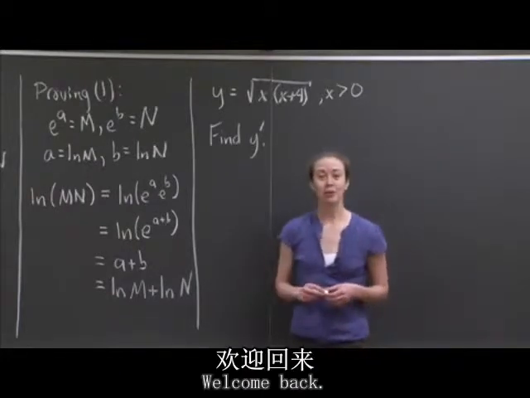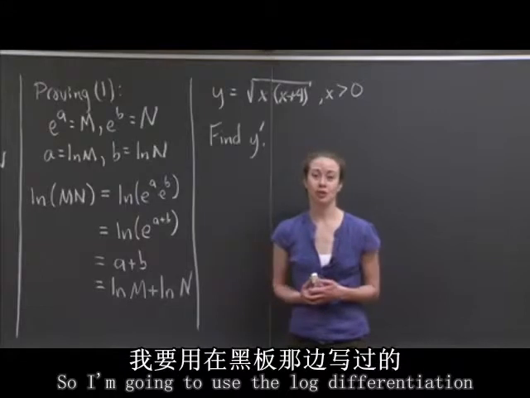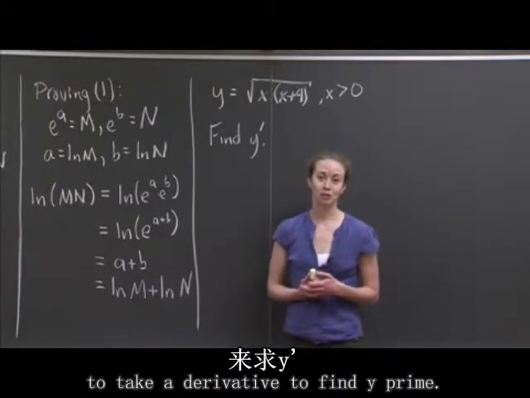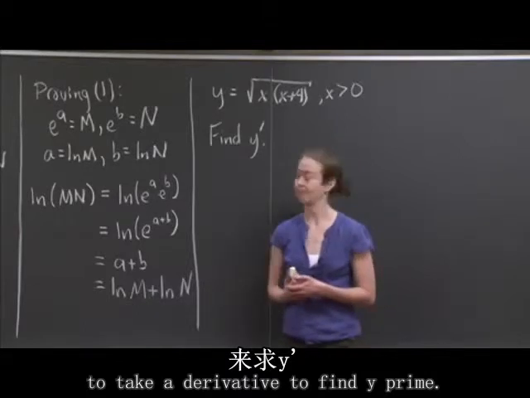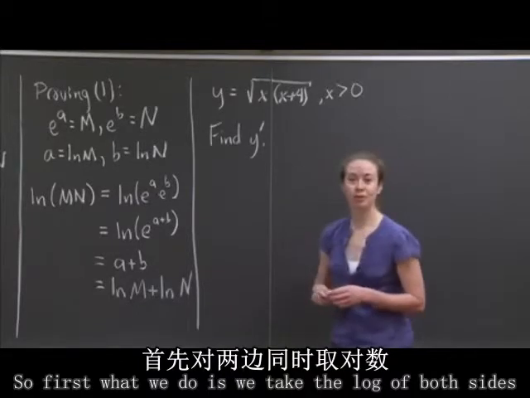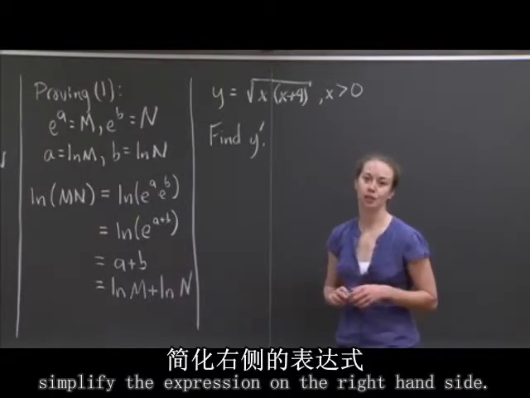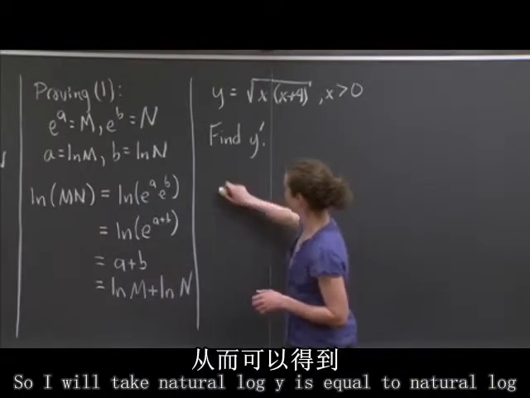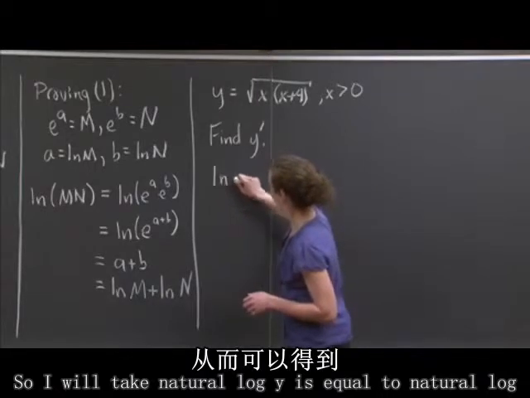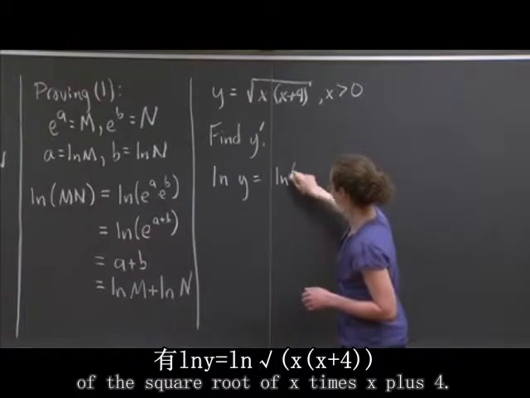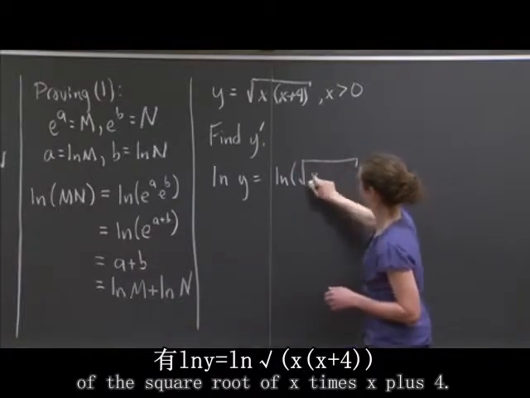Okay, welcome back. So I'm going to use the log differentiation and the rules I have on the side of the board there to take a derivative to find y prime. So first we take the log of both sides, and then we use some of the rules of logarithms to simplify the expression on the right-hand side. So I will take natural log of y is equal to natural log of the square root of x times x plus 4.